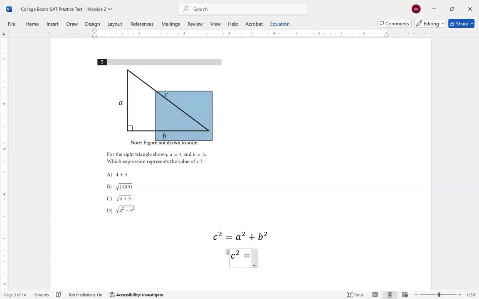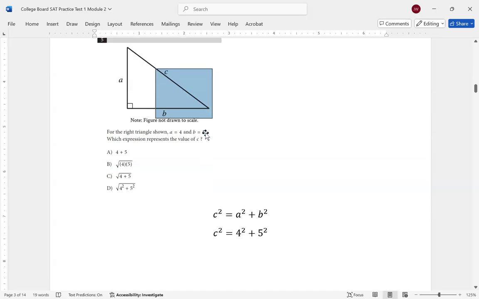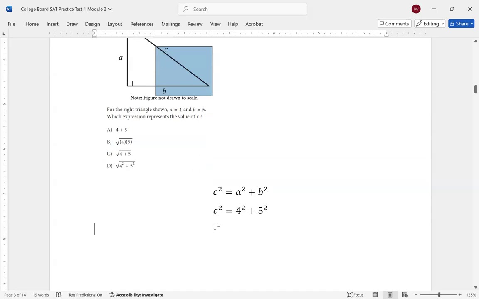Since A is 4, we'd get 4 squared, and B is 5, we'd get 5 squared. Now, C is a length. Because C is a length, we can find it by taking a positive square root of both sides. If this were not a length, we'd have to do the positive and the negative square root of both sides. But we get the square root of 4 squared plus 5 squared, which is D.